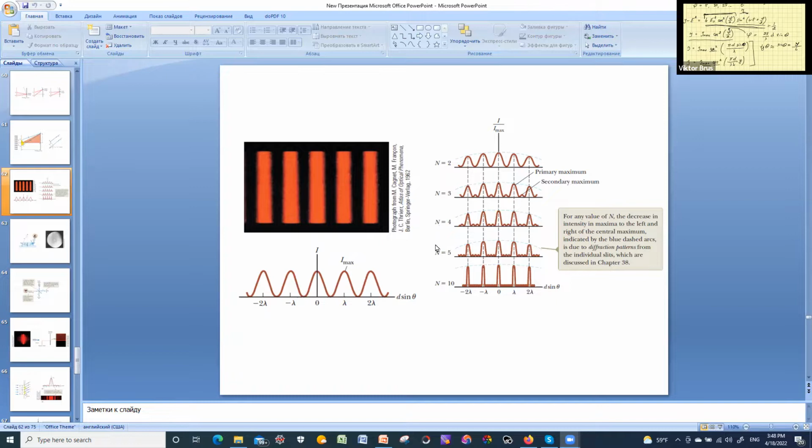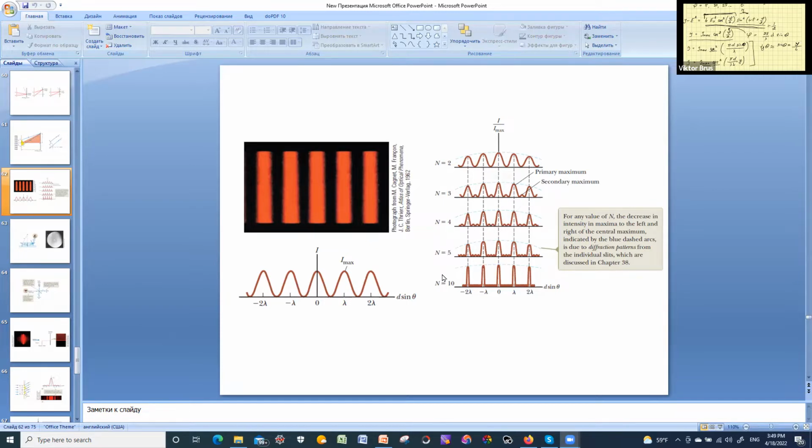As we increase the number of slits further, there will be more of these secondary maxima, and their light intensity will be smaller. In contrast, the light intensity of the main peaks, the primary maxima, will remain the same in maximum value, but they will become narrower because some of this space will be occupied by secondary maxima.